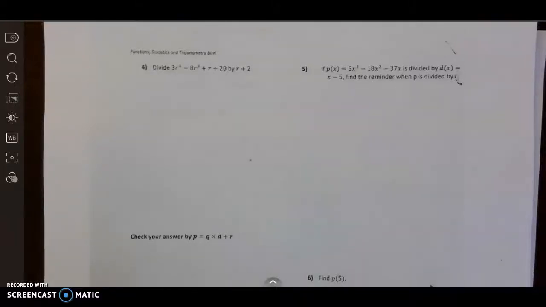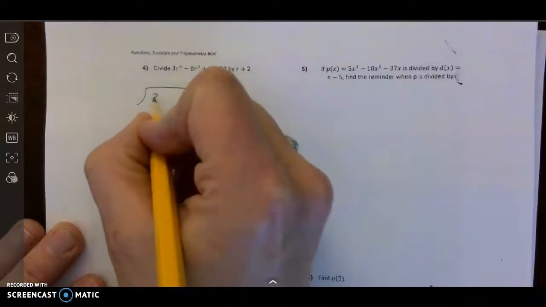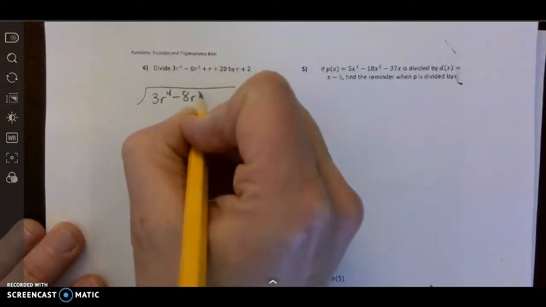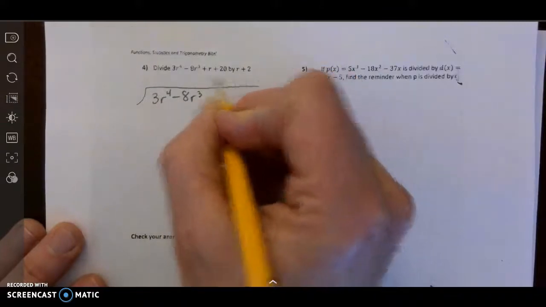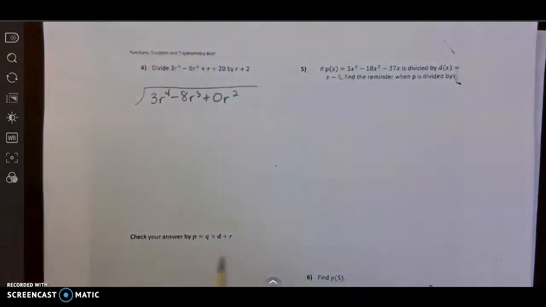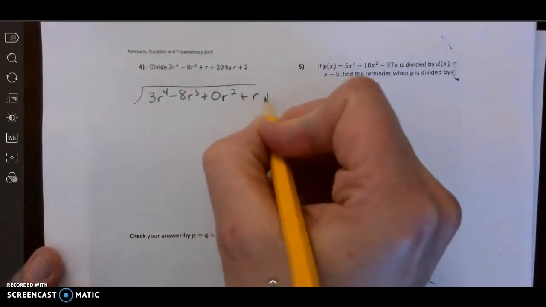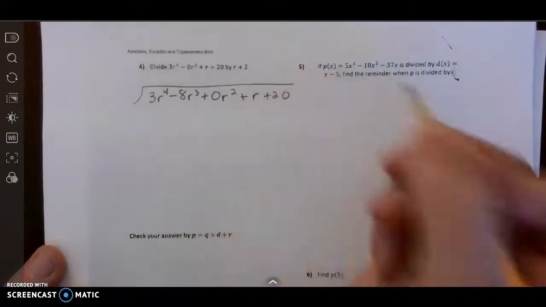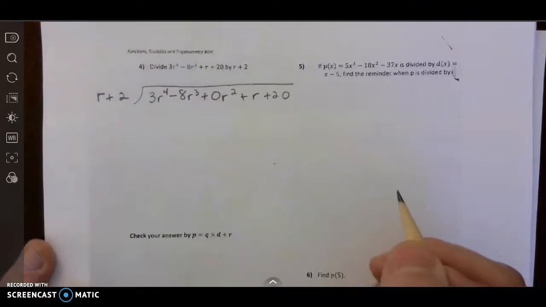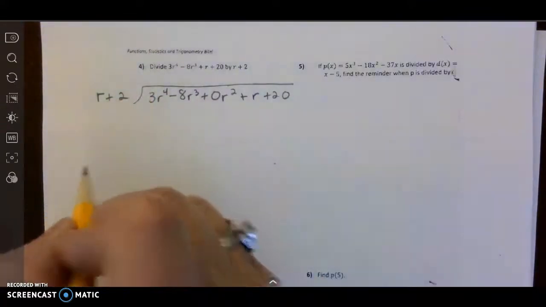Let's practice a little bit more with division. We've got 3r to the fourth minus 8r cubed. Notice there's no r squared term, so that's where I'm going to put a placeholder, 0r squared, plus r plus 20, all divided by r plus 2. So use that first step and put in that placeholder.